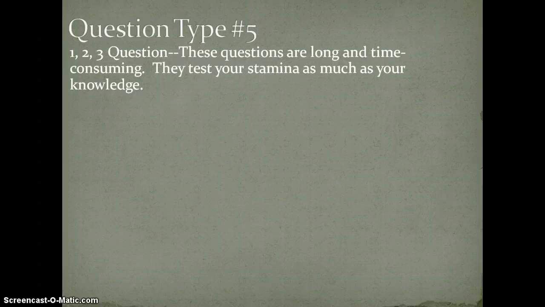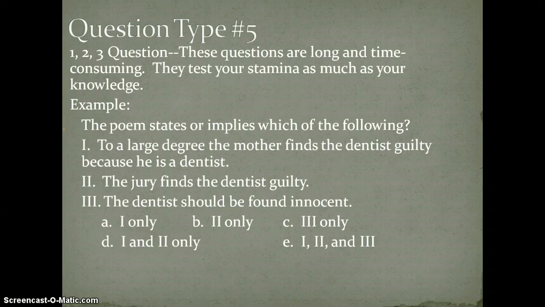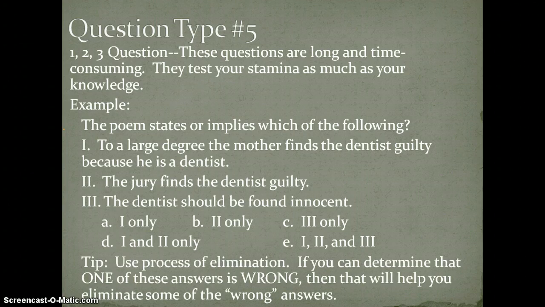Question type number 5. This is the 1, 2, 3 question. These questions are long and time consuming. They test your stamina as much as your knowledge. The example is this. The poem states or implies which of the following? 1. To a large degree the mother finds the dentist guilty because he's a dentist. Number 2. The jury finds the dentist guilty. 3. The dentist should be found innocent. Then you're going to notice that A, B, C, D, and E are a combination of a variety of these question answers. Use process of elimination.